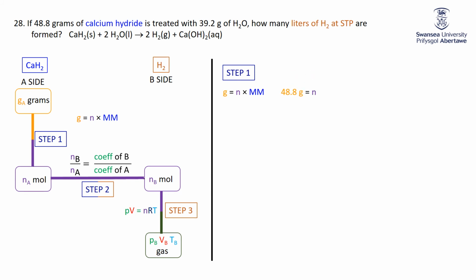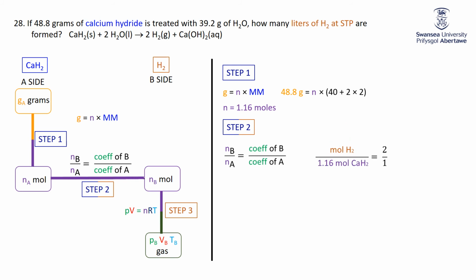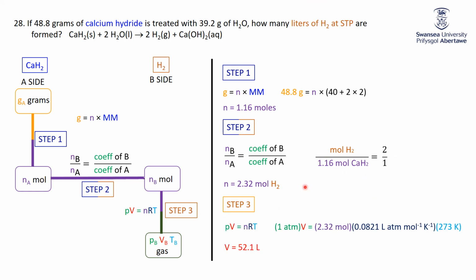So step 1, very familiar, grams to moles. Step 2, very familiar, moles to moles, appropriate coefficients. The H2 has a coefficient of 2, the calcium hydride has a coefficient of 1, so that gives us 2.32 moles of H2. And then for step 3, we can use PV equals nRT. Pressure is 1 atmosphere, 2.32 moles, 0.0821 litre atmospheres per mole per Kelvin, and the temperature 273 Kelvin. That gives us 52.1 litres of the H2. So we have enough CaH2 for 52.1 litres of H2.